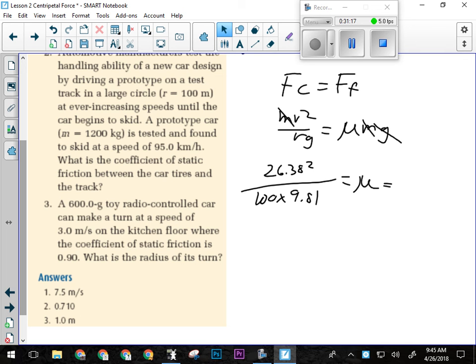And then for number 3, you haven't done one where you solve for radius yet, so give that one a try. See how we do there.